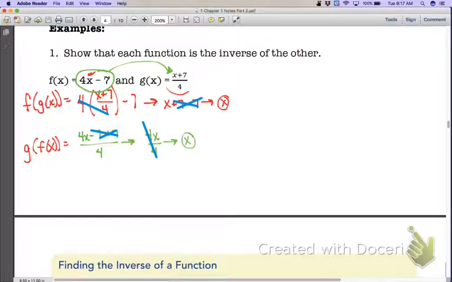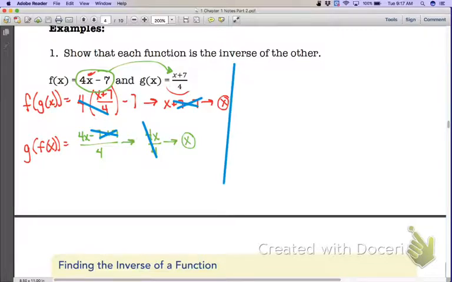Again, if both compositions of each function, so f into g and g into f, cancel out to where they're equal to x, they are going to be inverses of each other. So that's one way.